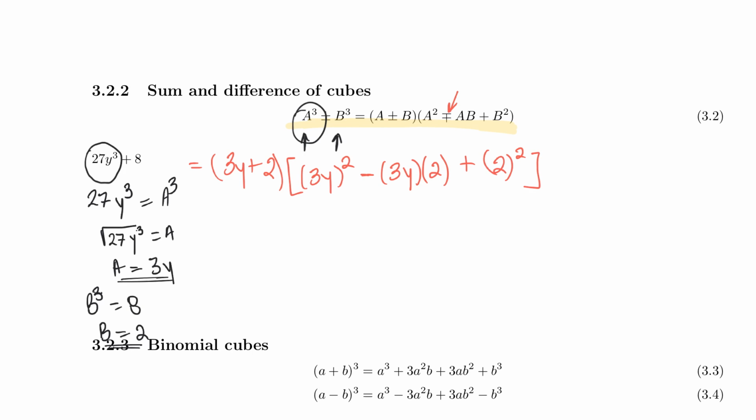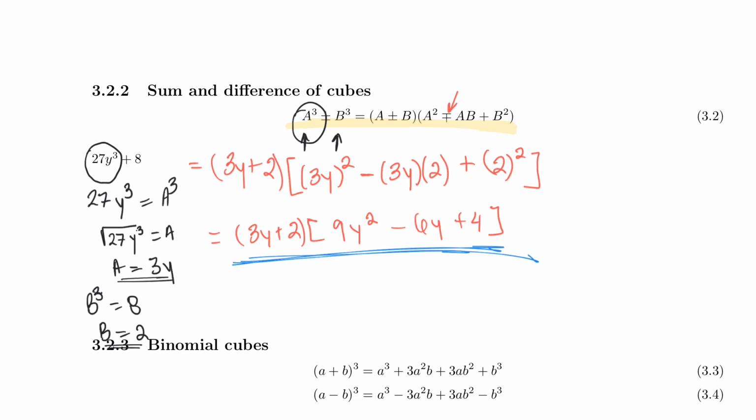And now we just have to solve inside of the square bracket. We have 3y plus 2, then 3 squared is 9y², minus 6y, plus 4. And this will be the answer of this expansion, or how we solve the sum and difference of cubes.